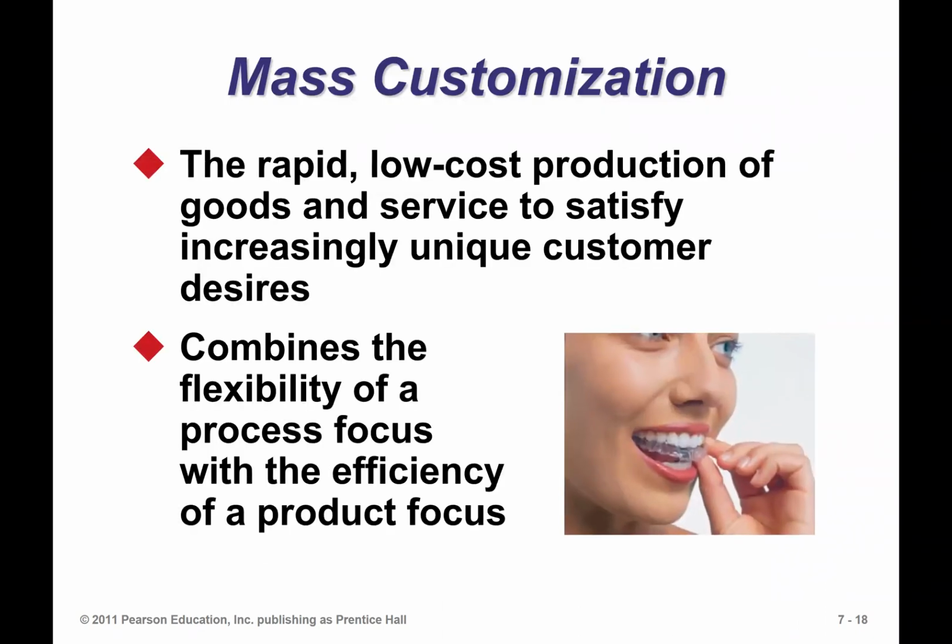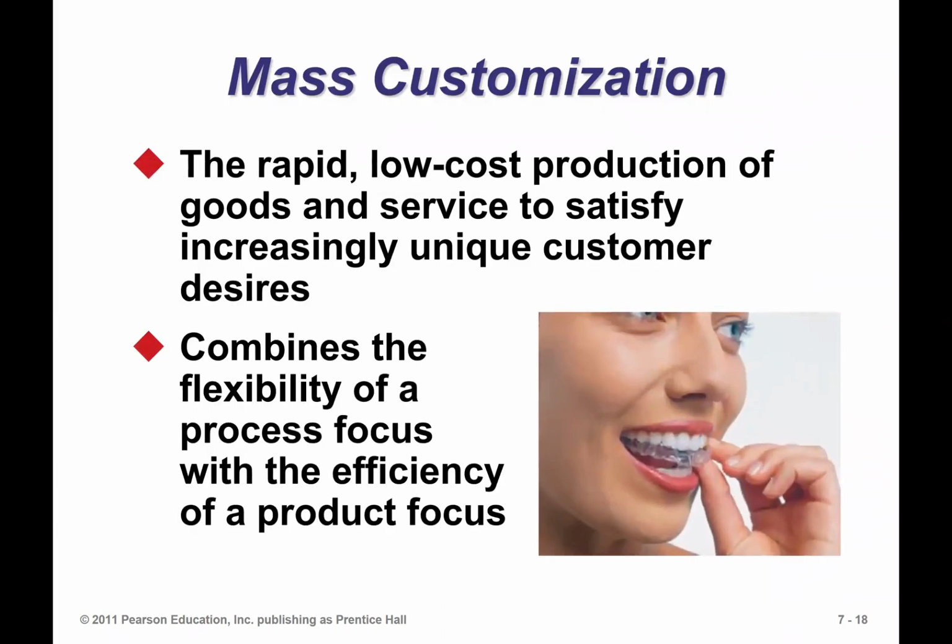Mass customization now, right? The rapid, low-cost production of goods and services to satisfy increasingly unique customer desires. That's what's important, right? That's why it's customization. Over the years, it has grown because everybody wants mass customization. Because you usually get more for your products because you're making it for a particular group or a particular person, so to speak, but you're making a lot of them and you might have to just tweak a little bit here and there. It combines the flexibility of the process focus with the efficiency of the product focus, right?